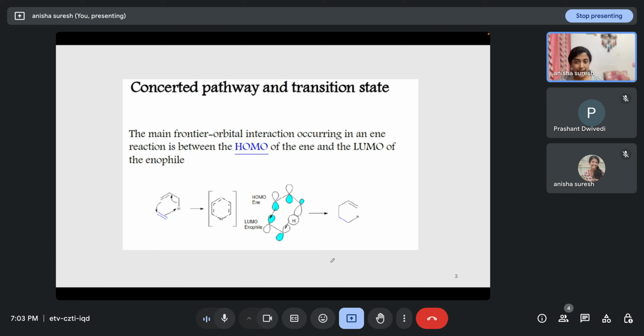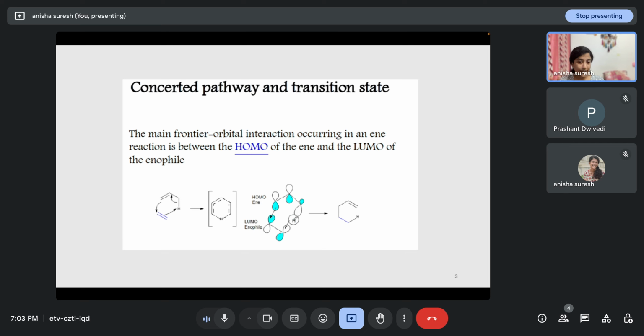How the ene reaction takes place: the main frontier orbital interaction in the ene reaction is between the HOMO of the ene and the LUMO of the enophile. Here the ene is the electron rich component and the enophile is the electron deficient component. So the interaction takes place between the HOMO of the ene and the LUMO of the enophile, as we have seen in the first slide. This is the transition state where bond breaking and bond forming have been shown. This is the frontier orbital picture.